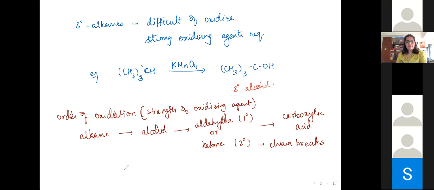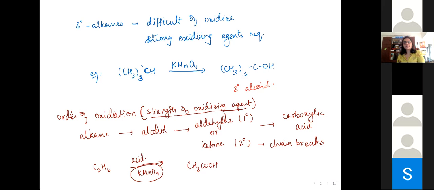Even if I take C2H6, and if I use something like acidified KMnO4, because this is extremely strong, it's going to bypass all these steps. Even if it is formed, you won't be able to control it. At the end of the reaction, you're going to find acetic acid only. So depending on the strength of the oxidizing agent, it can be oxidized to either alcohol, or aldehyde, or carboxylic acid.